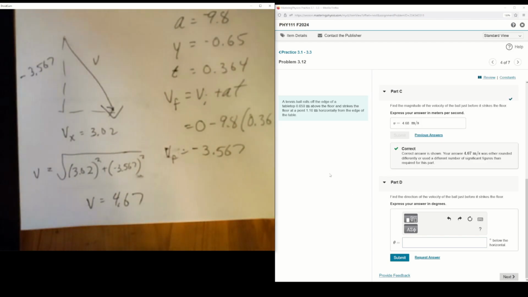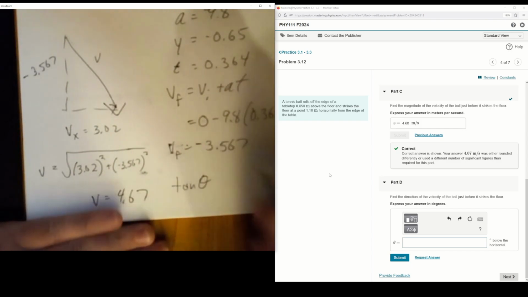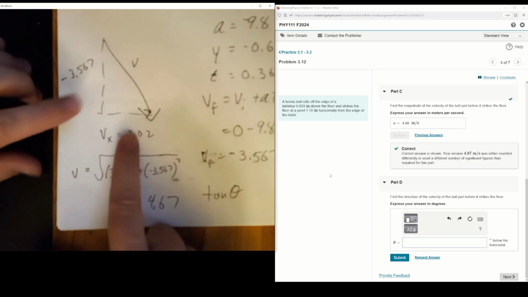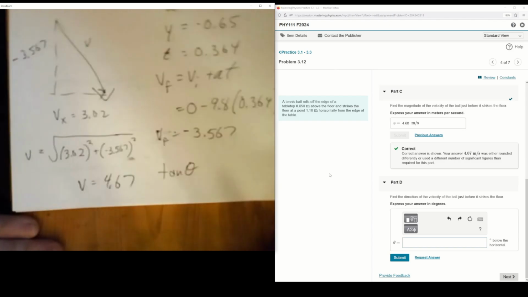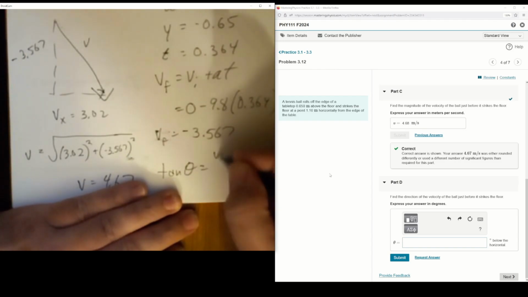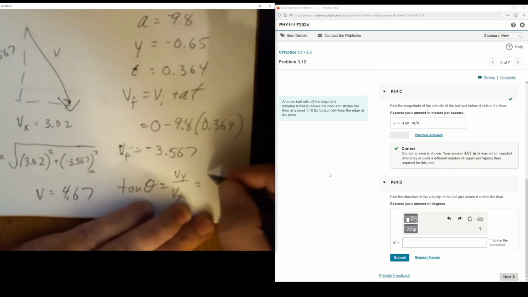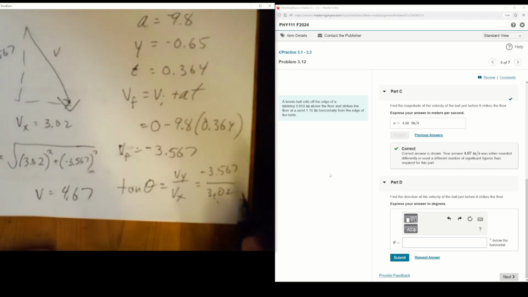So what's this last part? Find the direction of the velocity. So direction, easiest to get from tangent. Why? Because once we have the opposite and adjacent legs, then tangent we can use to get the angle. So tangent, the y component over the x component. So our y component was minus 3.567. The x component, 3.02. So I'm going to do inverse tangent on that.